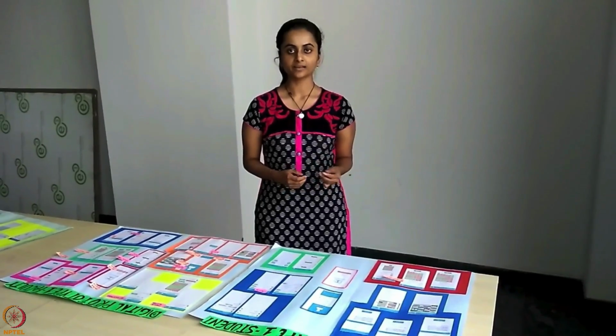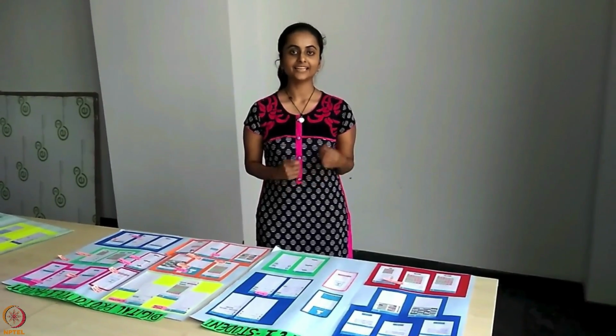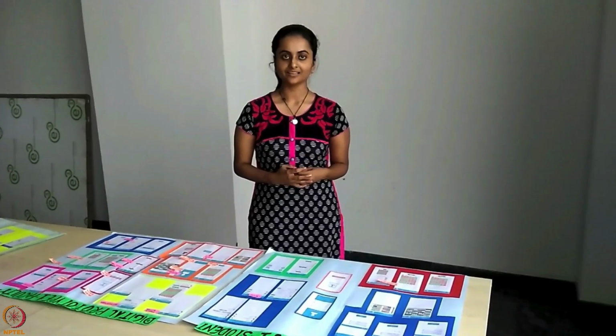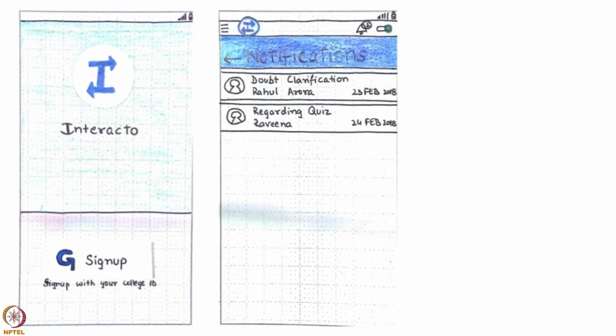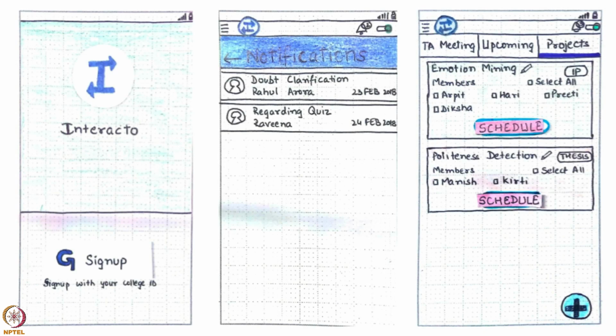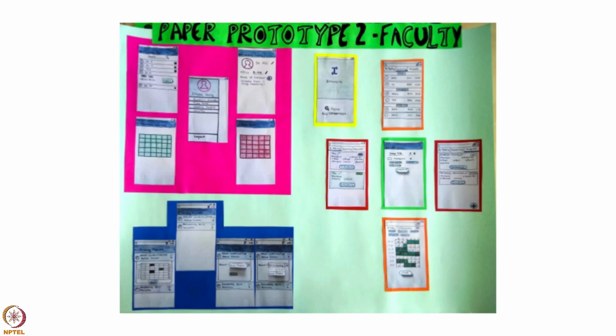Based on the user feedback, we revised our designs and integrated the design patterns like social login, notifications, cards, etc. into our app layouts. We also decided the color scheme of the app. This was the second version of our paper prototype.